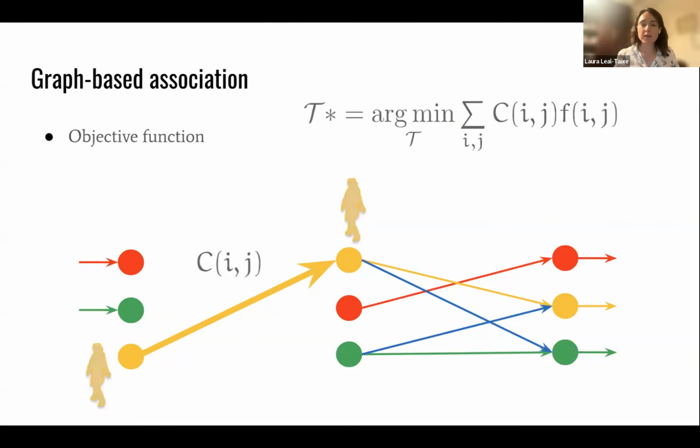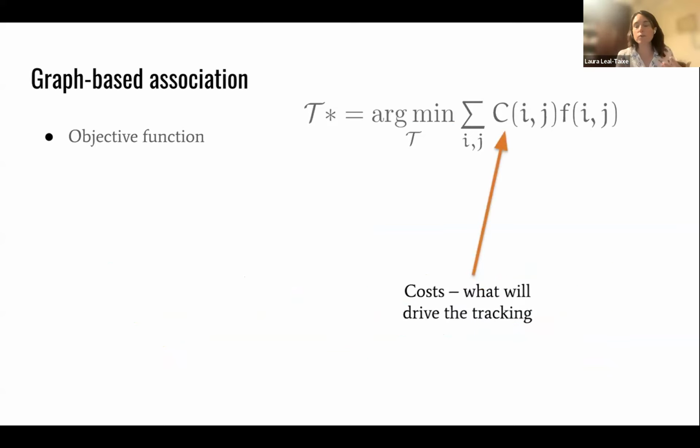Now, of course, this is an optimization problem. So we're going to be driven by the objective function, which is a minimization function. And actually, what is going to drive the tracking is this term C_ij, which is the cost that I'm going to assign to an edge. So how do I actually define this cost?